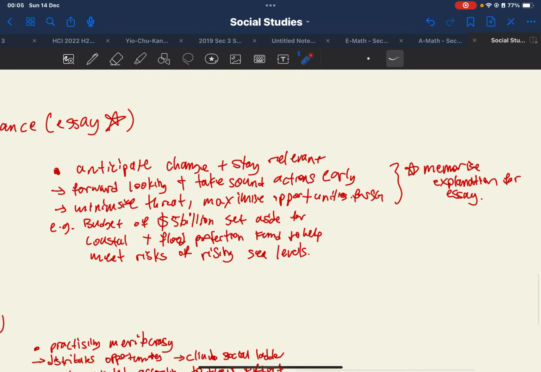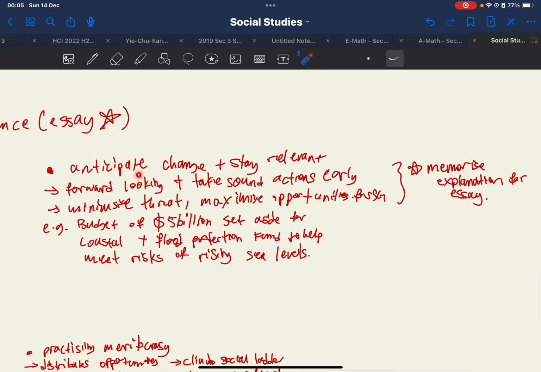Okay, next factor is anticipate change and stay relevant. One example is climate change. Okay, so basically to explain, just need to talk about looking forward, taking sound actions early, and then explain along those lines. So these explanations that I give you over here within the brackets, they are not sufficient. You must explain with your own words. What do you mean explain with your own words? Basically just yap and just bullshit your way through.